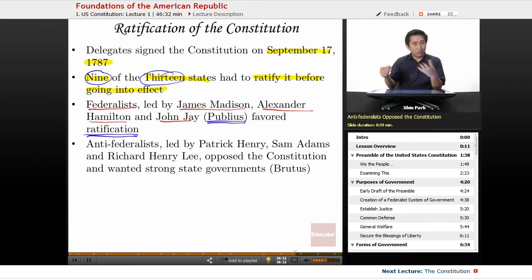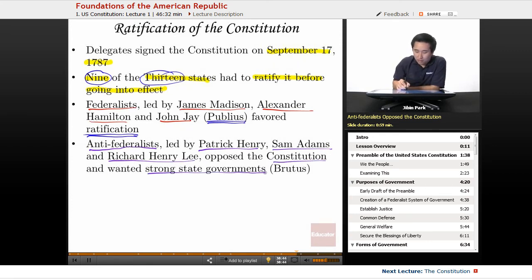Now, not everyone wanted the ratification of the Constitution. The Anti-Federalists, led by Patrick Henry, Sam Adams, and Richard Henry Lee, all opposed the Constitution, and they wanted strong state government. So they wrote under the name not Publius, but Brutus. Back then they didn't use their names. They tried to use the force of their argument to convince the population, so they didn't write their names.